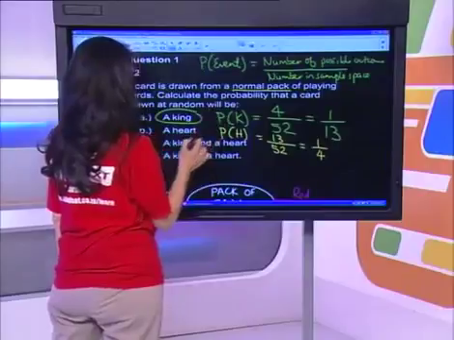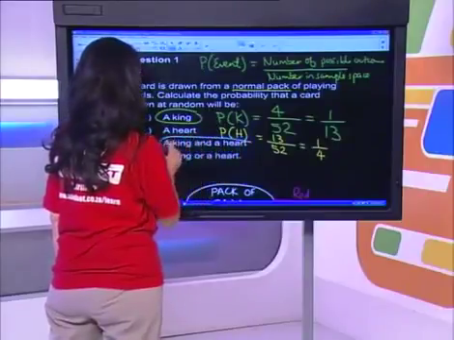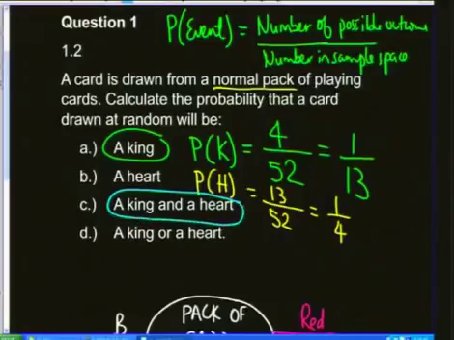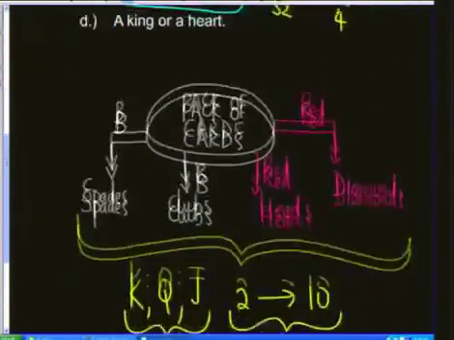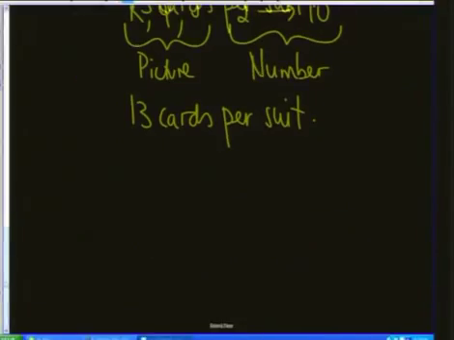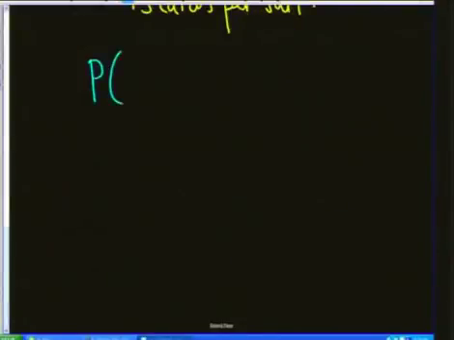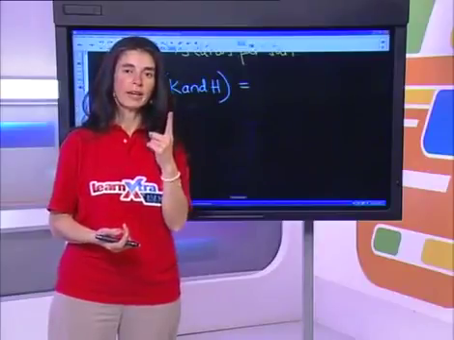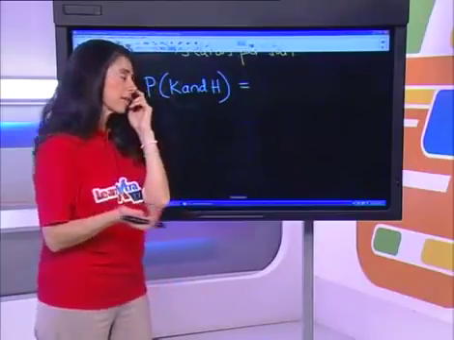Then, what is the probability that I'm going to get a king and a heart at the same time? Okay, what is the probability of us getting a king and a heart? Well, we've got to go to our cards. How many king and hearts do we get in our pack? Well, we only get 1 king in the heart section.